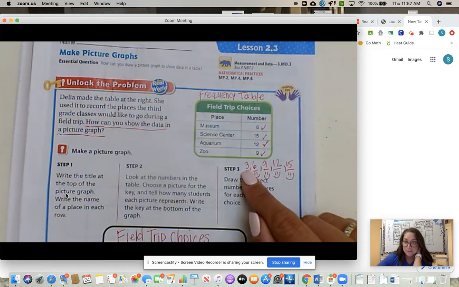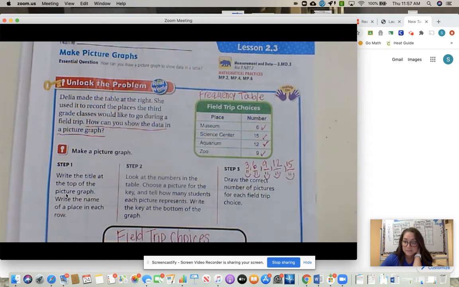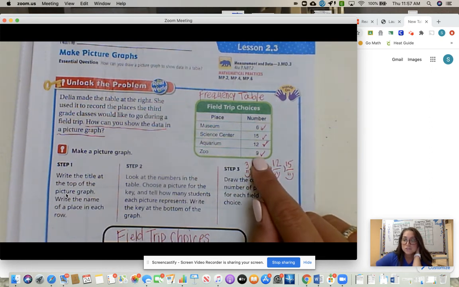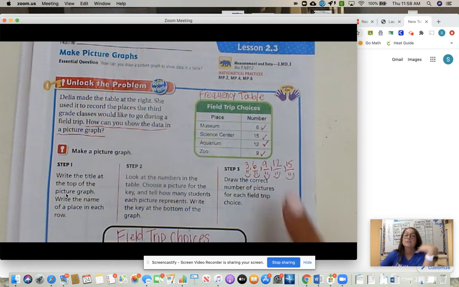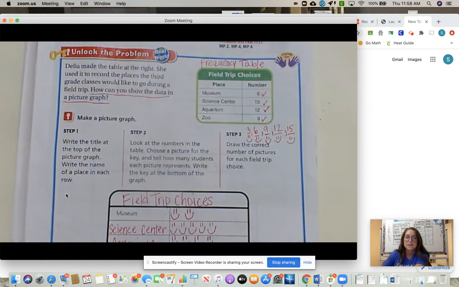So then I wrote it out. 3, 6, 9, 12, 15. Then I put a smiley face underneath because let's say 9. When we get to zoo, I don't know how many smiley faces I'm supposed to write. Well, I know 9. So how many smileys do I have? 1, 2, 3 until I get to 9. So that's what I did. So let me show you.